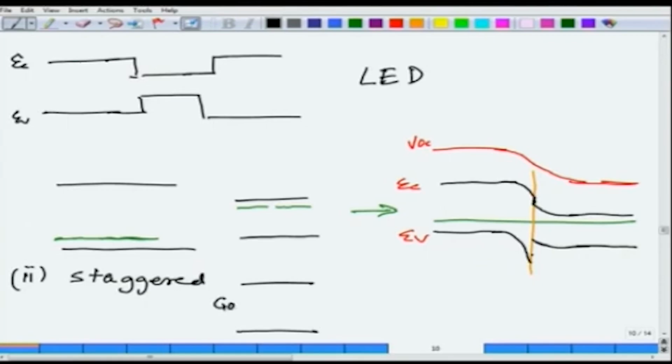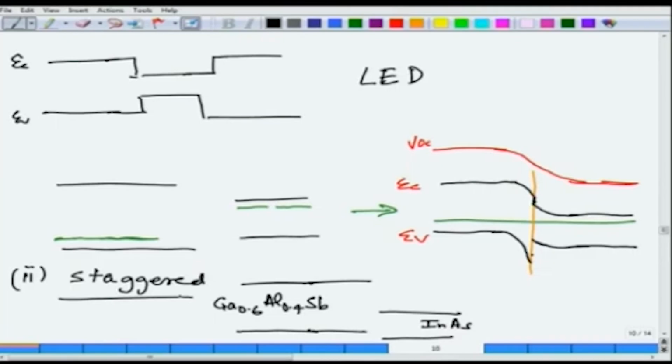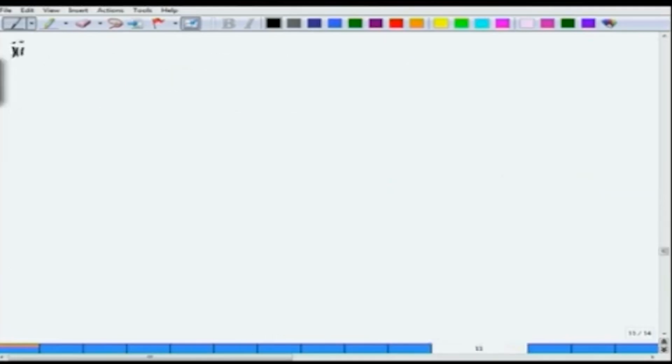For example, gallium 0.6, aluminum 0.4, antimony, this is a compound semiconductor, and another semiconductor which is indium arsenide, and this is the staggered type. I will ask you to try to draw the band diagrams in such cases. What I will do is one more attempt toward the third one, which is the broken type, and this will be my last example.